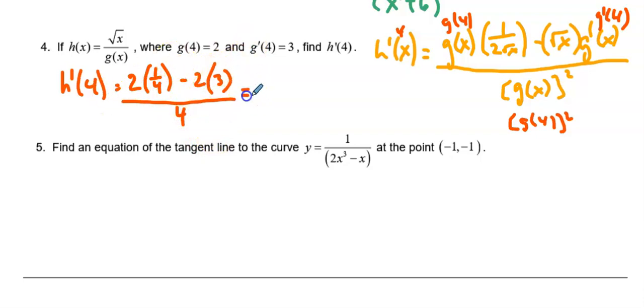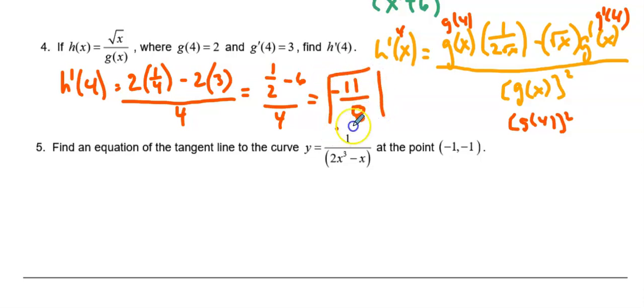Normally, we don't like fractions inside of fractions, so you do need to simplify this a little bit more. So if you take 1/4 and you multiply that by 2, then you're going to get 1/2. And then you're going to get minus 6 over 4. And then we're going to do our simplifying to get negative 11/8. Okay, so this is the answer to this problem.